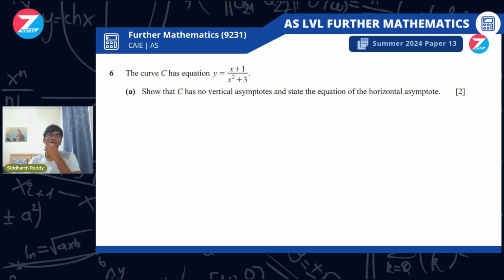The curve C has equation y is equal to (x plus 1) divided by (x squared plus 3). Show that C has no vertical asymptotes and state the equation of the horizontal asymptote. So vertical asymptotes happen when the denominator is equal to 0. So if we check x squared plus 3 is equal to 0, x squared is equal to minus 3, and x is equal to the square root of minus 3. So this is imaginary. There are no real solutions for this equation.